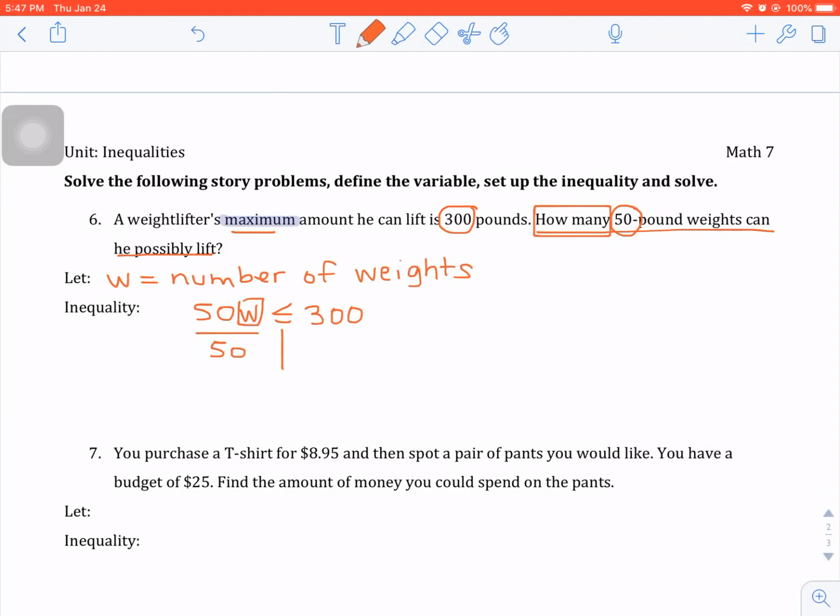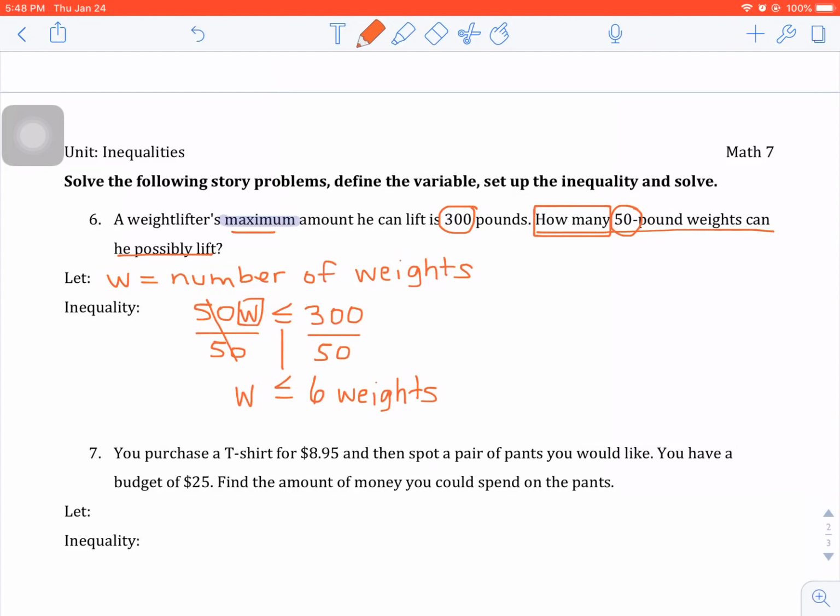And what I do to one side, I've got to do to the other, so I'm going to divide 300 by 50. 50 divided by 50 is just 1. That cancels out, so I'm left with W. Now I'm going to carry down my inequality sign, is less than or equal to. And then when I divide 300 by 50, I get 6. And then you always want to label your answer, so 6 weights.